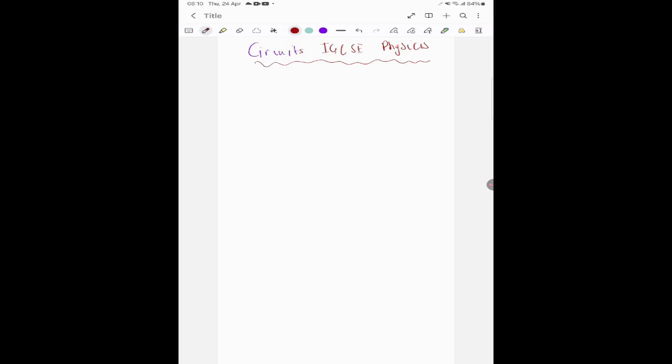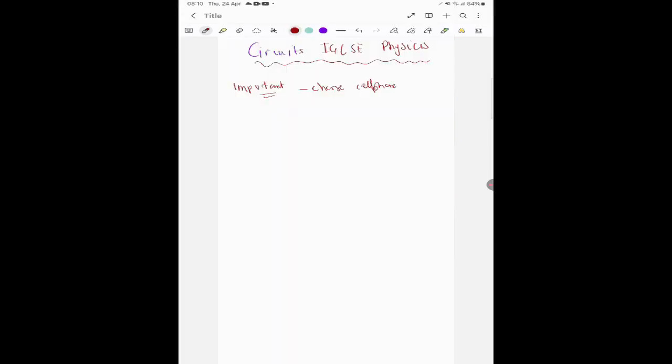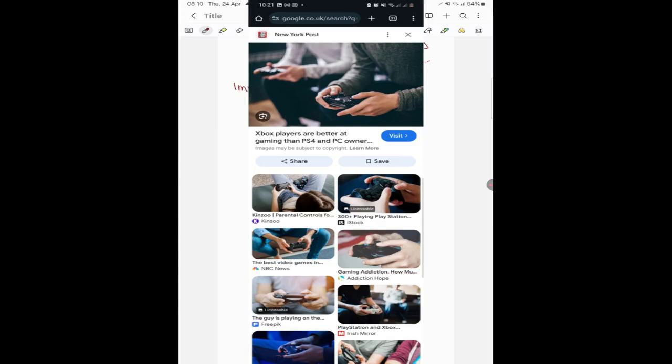All right, our subject for today is circuits in IGCSE physics. Of course, why are circuits important? Well, we use circuits all the time, don't we? When you want to charge your cell phone, as an example, right? If you want to play Xbox, that's really important, right? Life-changing stuff there.